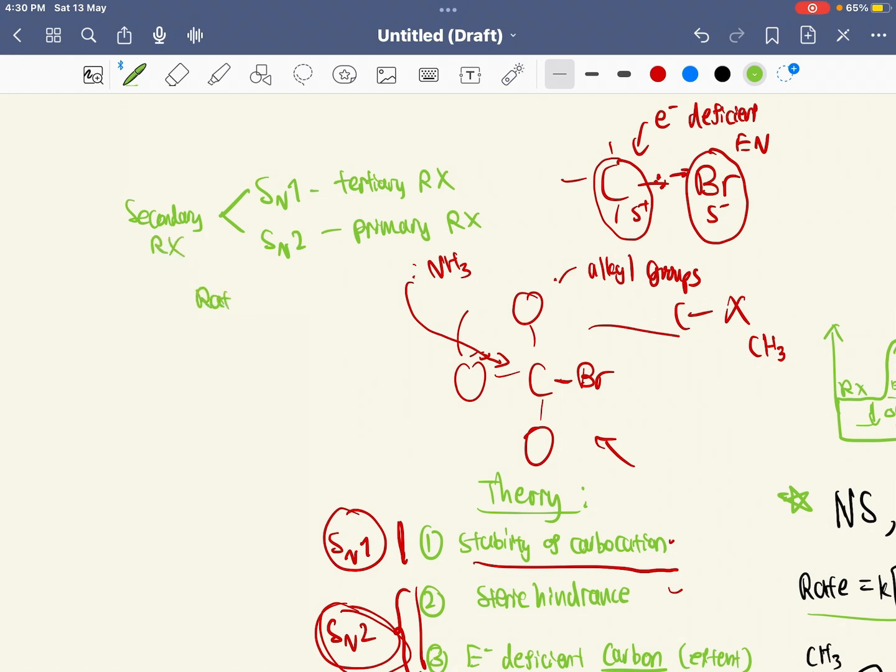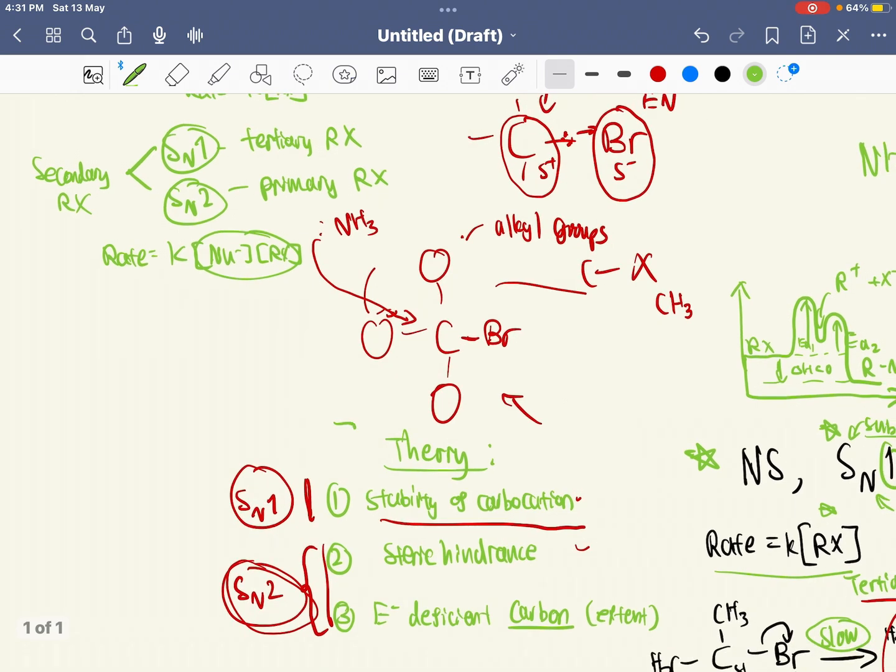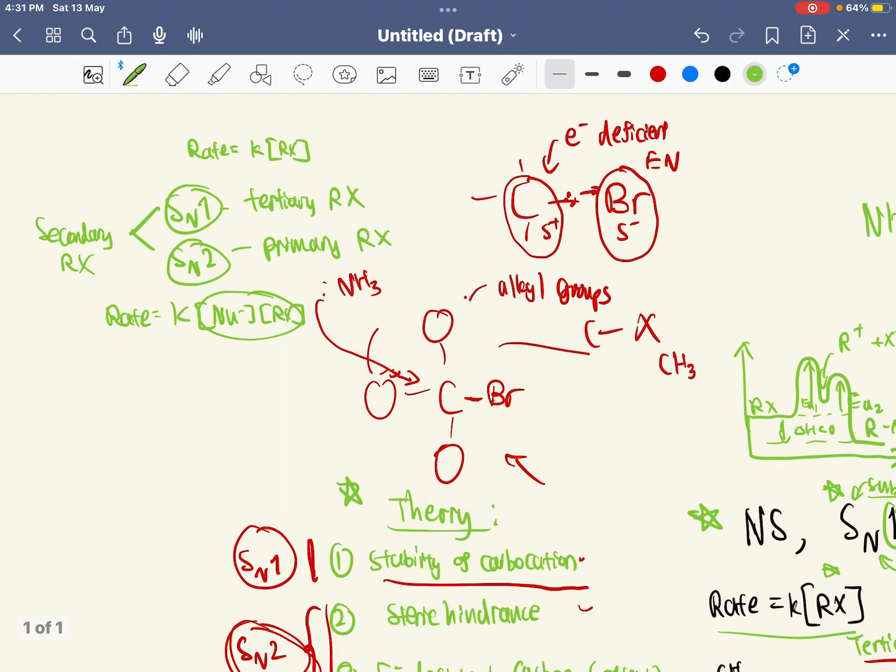Mostly they'll give you a rate equation. If they say it's a nucleophile and an Rx, then of course it's bimolecular. You have two reactants, so it could undergo SN2. But if the rate equals k[Rx], then it is a unimolecular reaction, so it's SN1. So you have to fit and explain accordingly. It really depends.